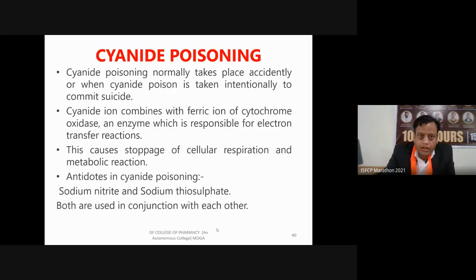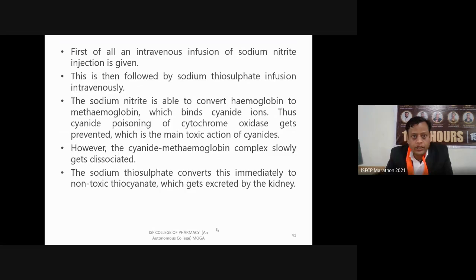So that is all about cyanide poisoning. In cyanide poisoning, first of all, an intravenous infusion of sodium nitrite injection is given. This is then followed by a sodium thiosulfate infusion.